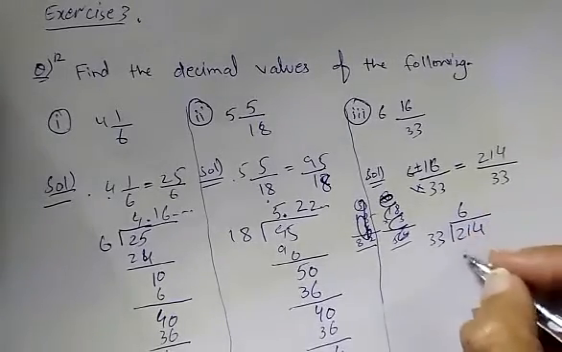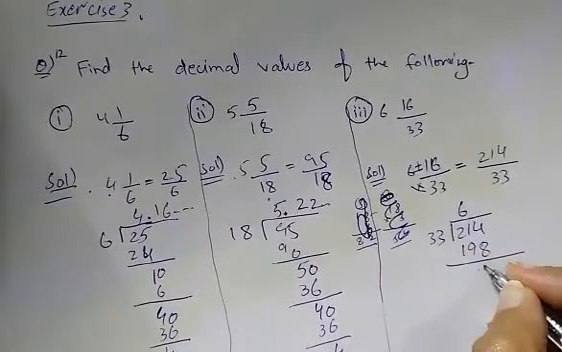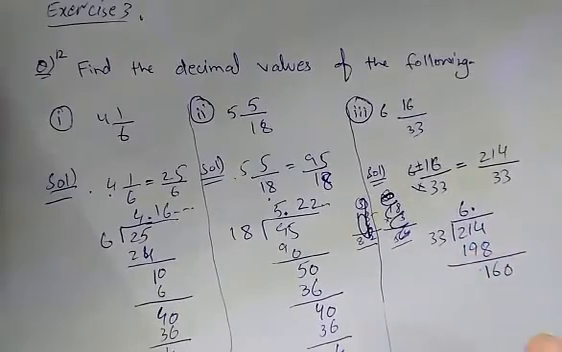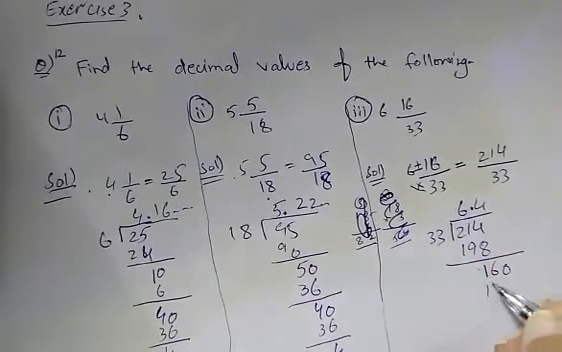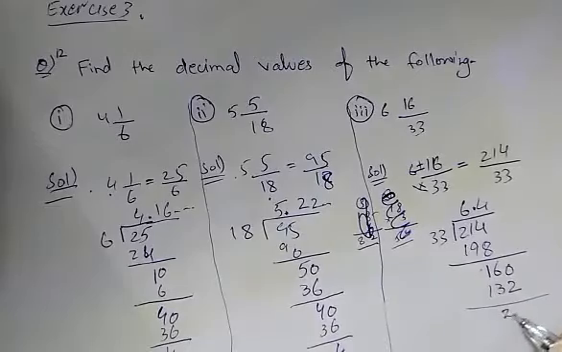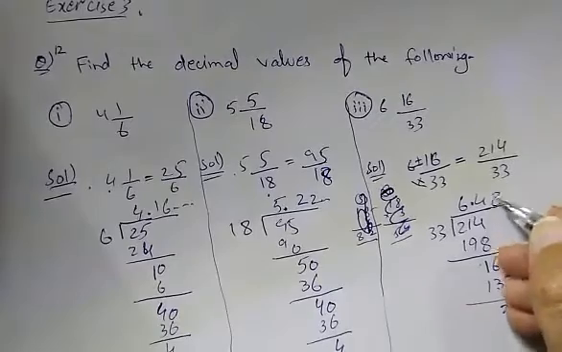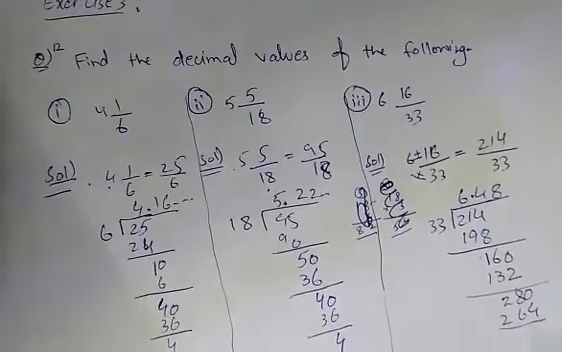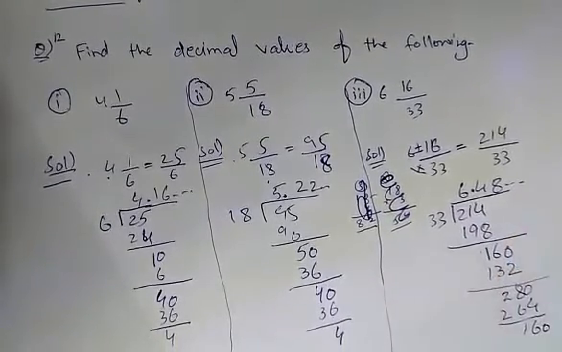33 6s are 198. So 16. We can place here a point, so here comes a 0. 33 4s are 132. The remainder is 28. Here a point, so we can place here a 0. 33 8s are 264. The remainder is 16. We can place here a point and this answer goes on.